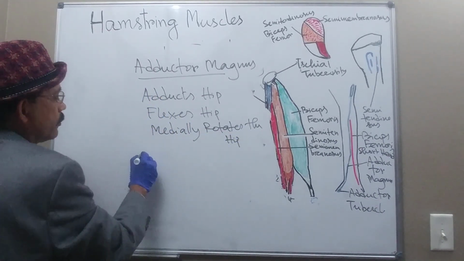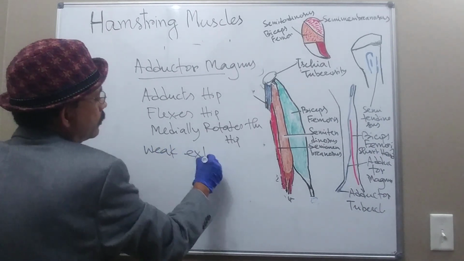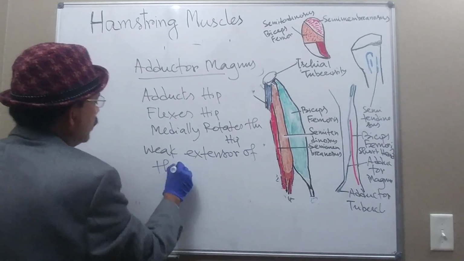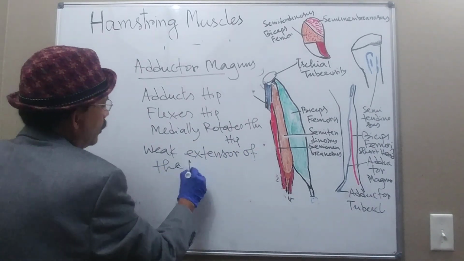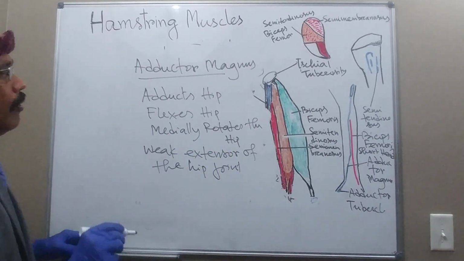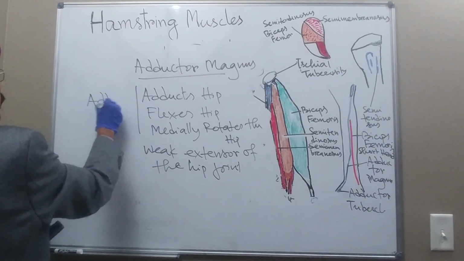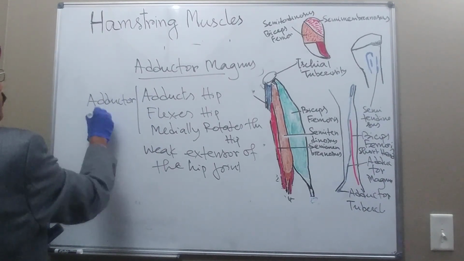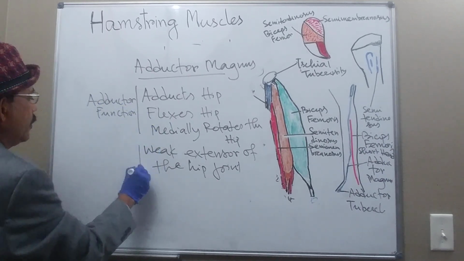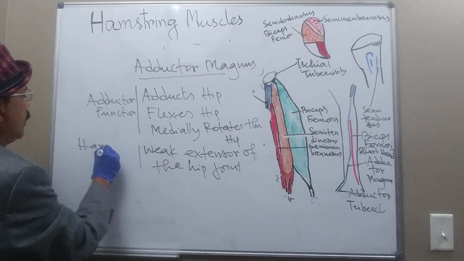How about the hamstring function? Again, weak extensor of the hip joint. That is the hamstring part function at the hip joint. Okay, we got all the muscles. So this is the adductor function, and this is the hamstring function.